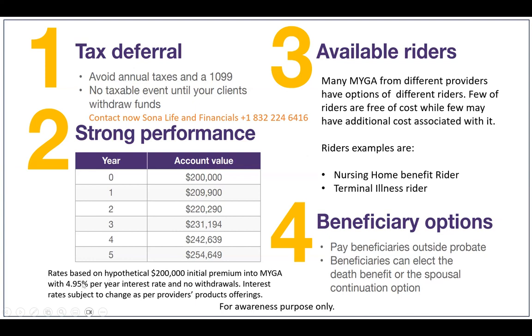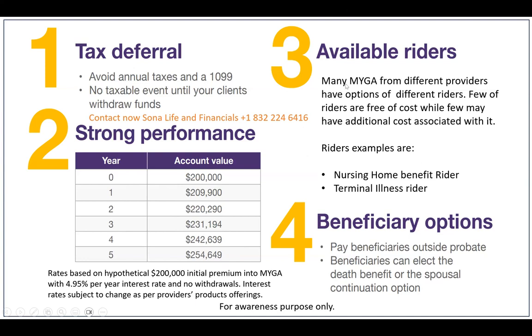But here, if we see that 4.95 percent per year interest rate, your 200k at the end of 5 years will be 254k, right? And at the end of this tenure, as per your taxation slab, you may need to pay tax on the earnings. While in CDs, you need to pay tax every year on your earnings, whatever interest you earn. Okay, so that's how investing in MYGA helps you accumulate more money.